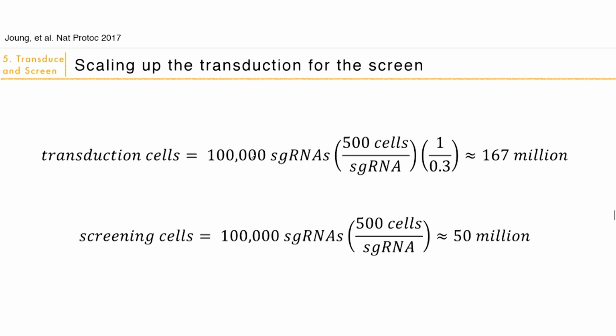And during your screen, after the selection, you only need to maintain 100,000 guide RNAs times 500 cells per guide RNA, which is about 50 million cells. So every single time you passage the cells, you need to make sure that you retain 50 million cells to make sure that you maintain the coverage of your screen.